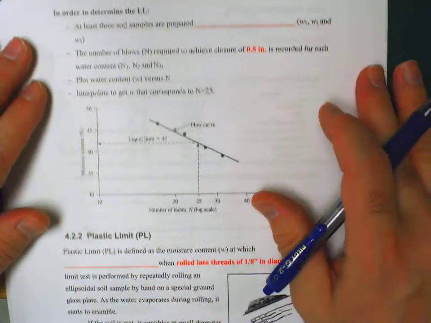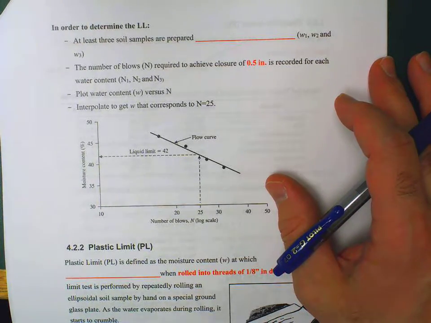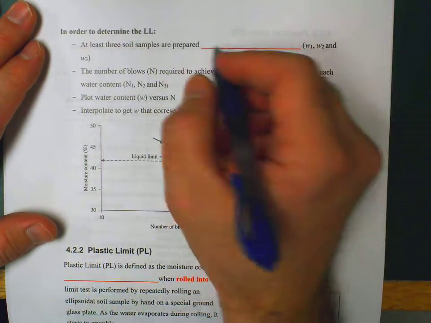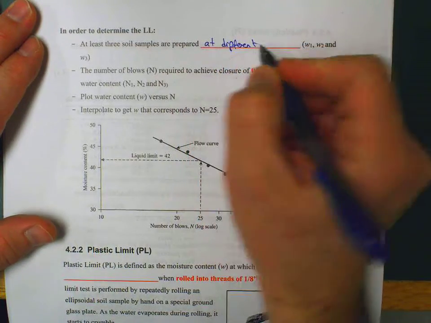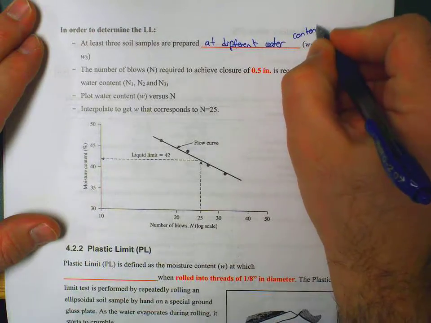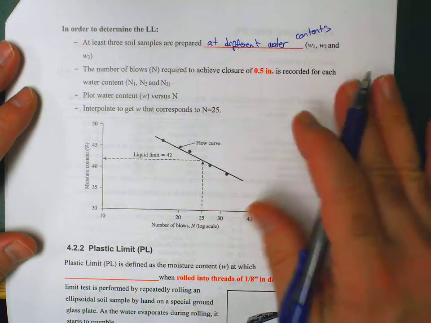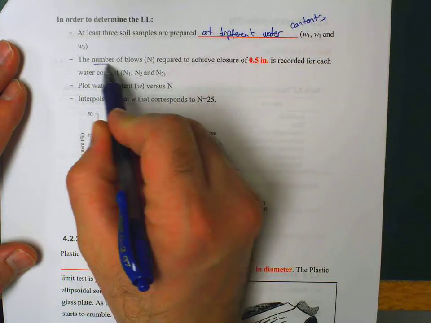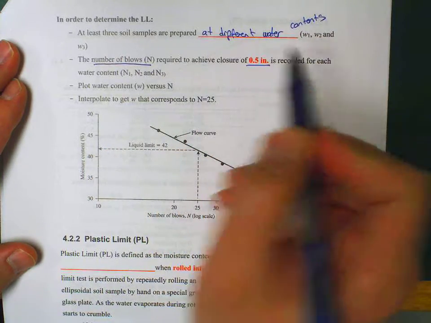So what we do is prepare at least 3 samples, but we typically do 4. It's shown 4, but at least 3 soil samples are prepared at different water contents. Let's say W1, W2, these are the water contents. Then we count the blows required to achieve a closure of half an inch for each water content.